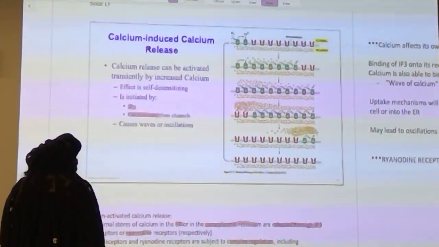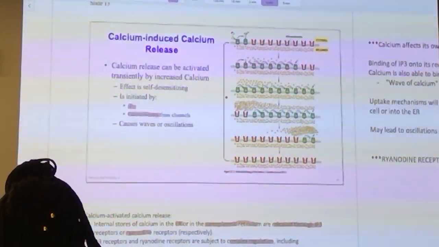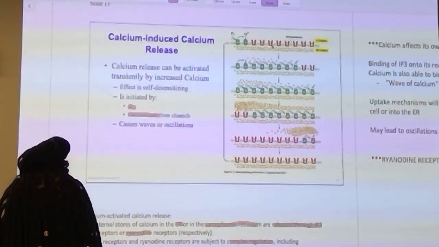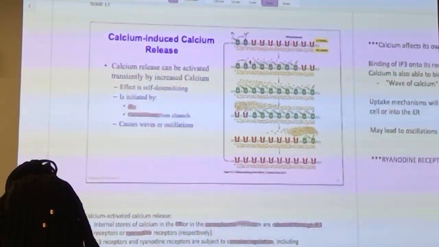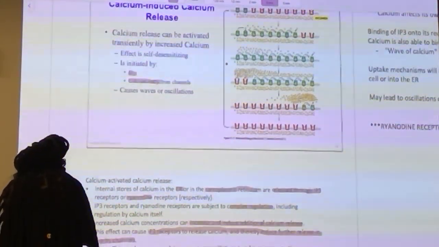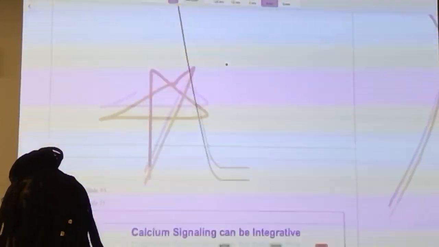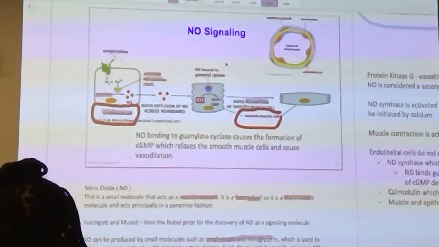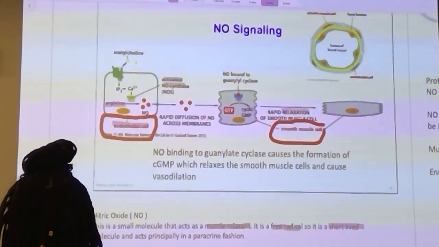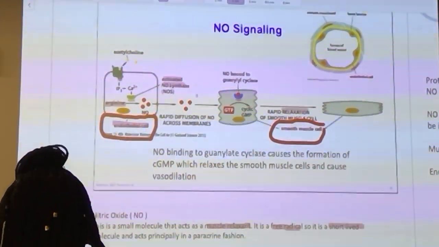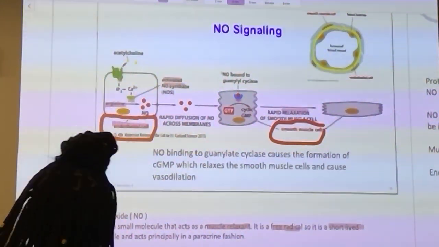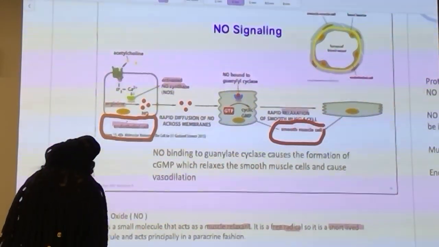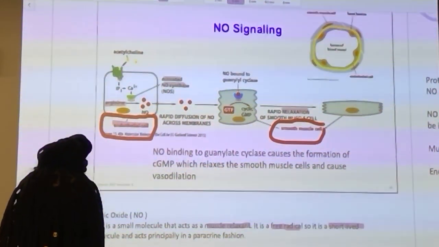Okay. So Gq causes an increase in calcium. So IP3 binds to the ER, causing calcium release. And then the calcium goes back to the IP3 receptor and causes more calcium to be released. And then just know nitric oxide causes vasodilation.